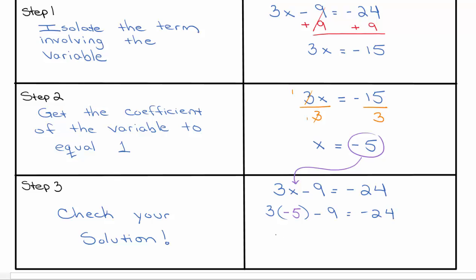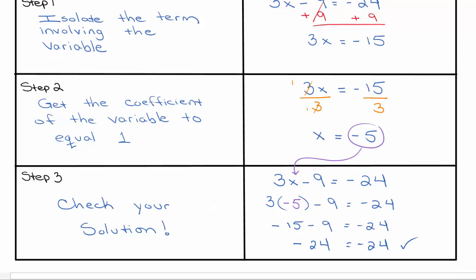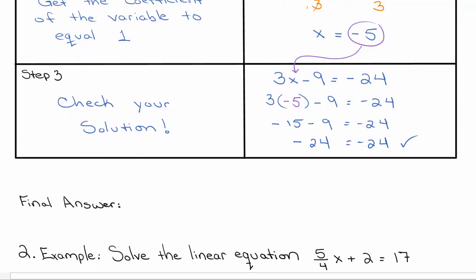3 times negative 5 is going to give me negative 15, and negative 15 minus 9 is actually going to equal negative 24. Negative 24 is equal to negative 24, so therefore this is a true statement. Our final answer here will end up being the solution set of negative 5.